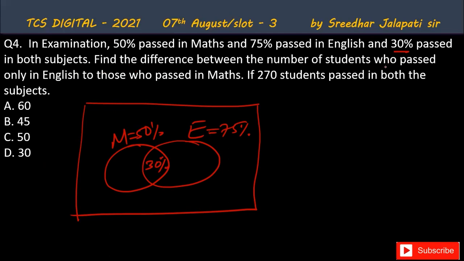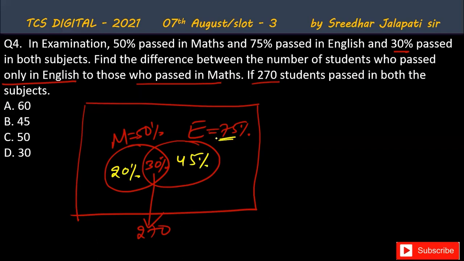Find the difference between the number of students who passed in only English to those who passed in maths if 270 students passed in both the subjects. So the number of students who passed in both the subjects is 270. By the way, out of 50%, as this is 30, this becomes 20% and this becomes 45% because total is 75.